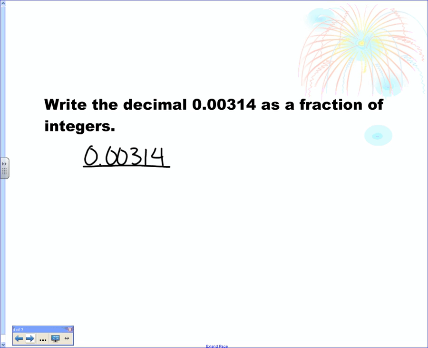So, that's my number. That's a fraction, right? But we still have a decimal in our fraction. So how do we get rid of a decimal? 10 to the what? 1, 2, 3, 4, 5. Why 5? Right. And so what do I do on the denominator? So what am I going to get in my numerator?